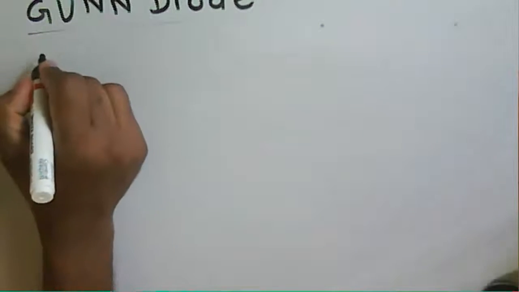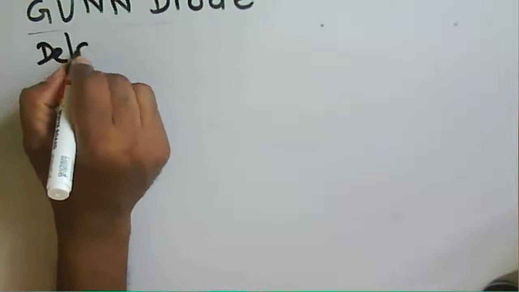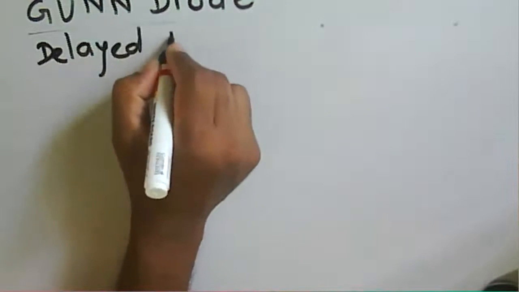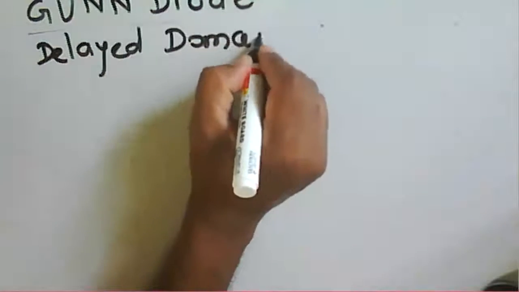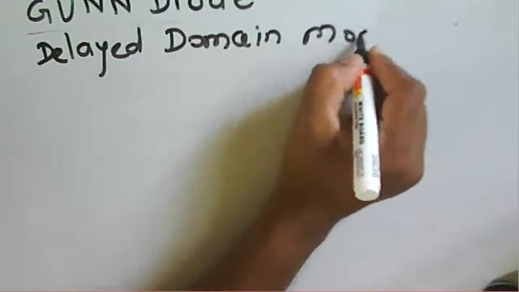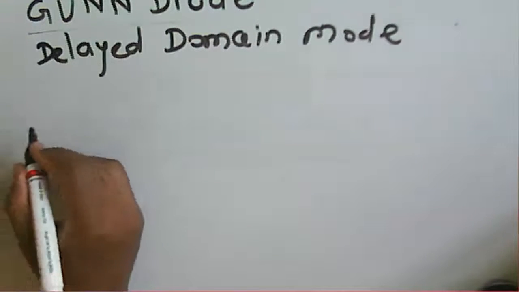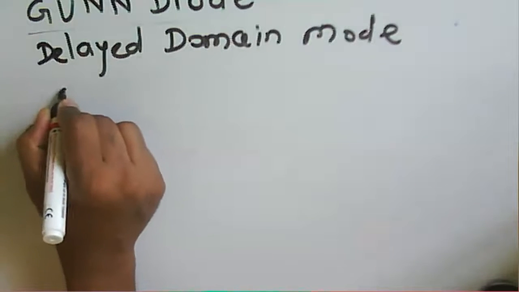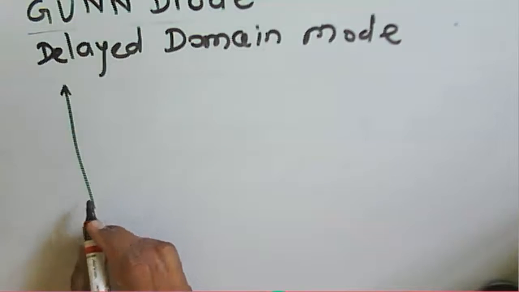Now, in the delayed domain mode, just see a diagram first, and then we'll see how the domain grows and all that. Generally we say that a domain grows in a negative resistance region.